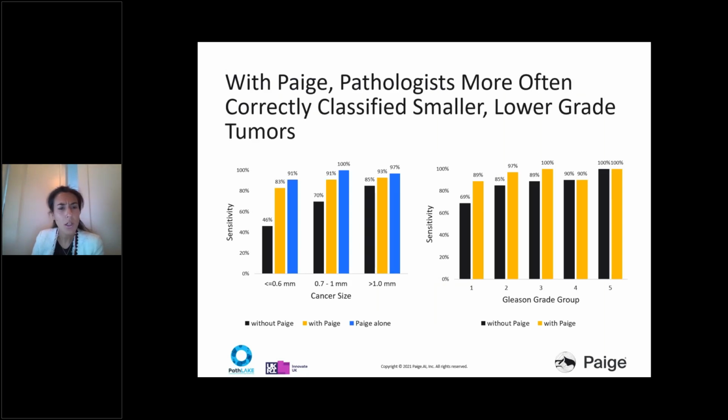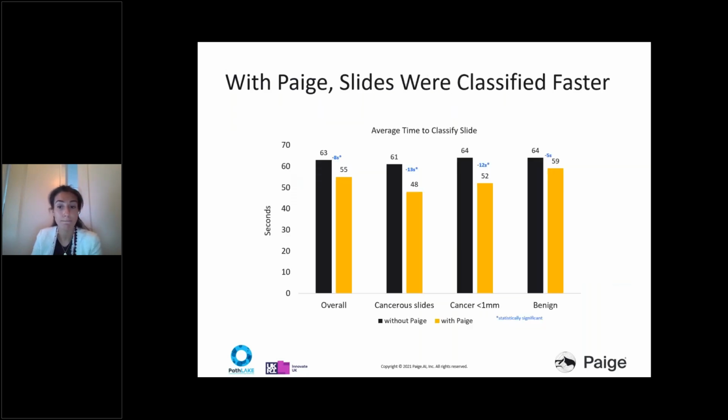What about smaller, lower grade tumors, the hardest and most time-consuming to detect? Again, looking at pathologist sensitivity with and without the use of Paige Prostate by cancer size and grade, we see with Paige, pathologist sensitivity in detecting cancers of all sizes increased, but the increase was especially pronounced for small cancers. And with Paige, pathologist sensitivity in detecting lower grade cancers increased.